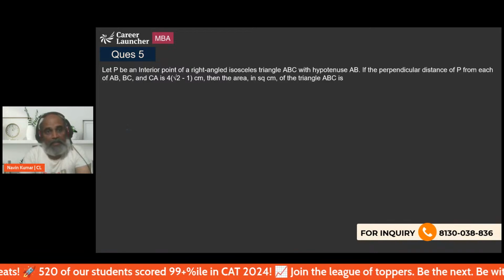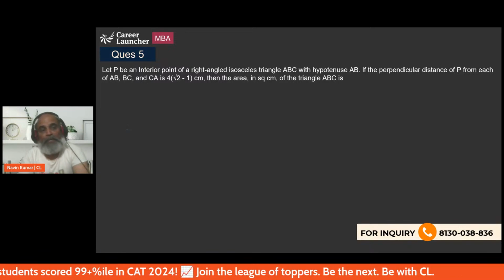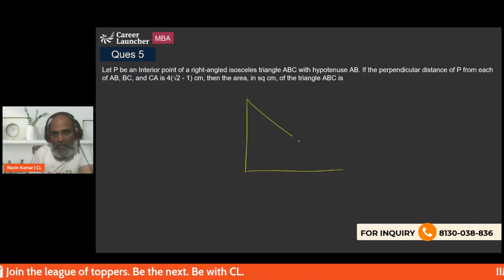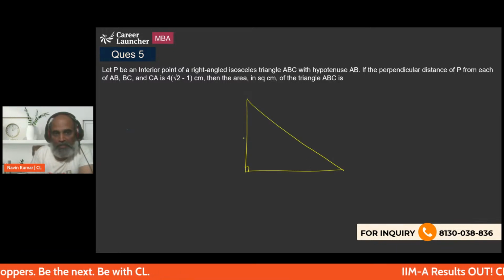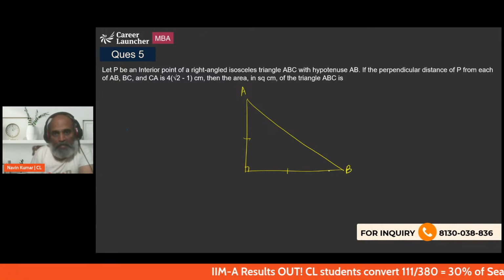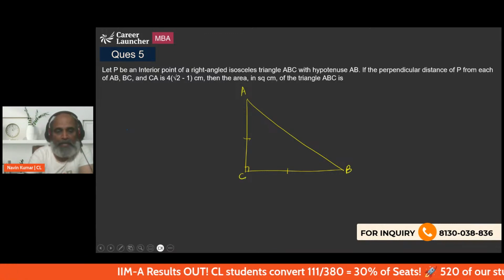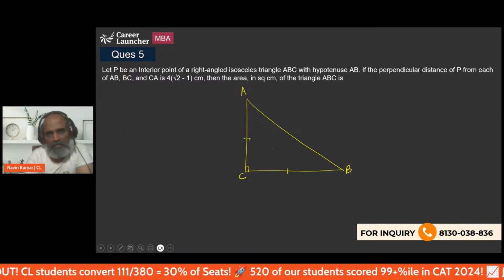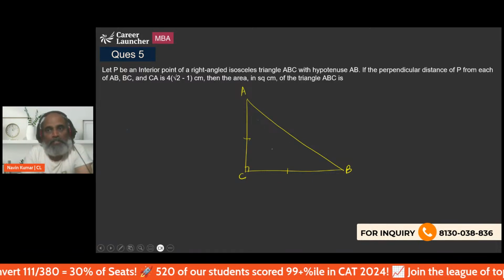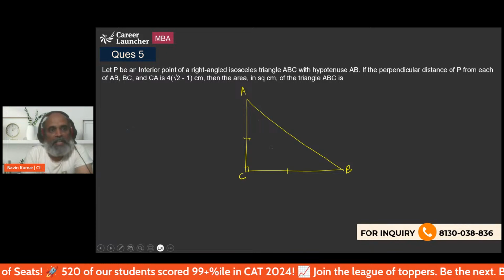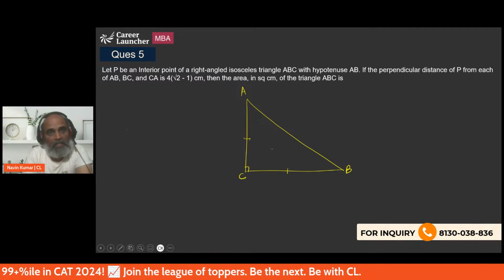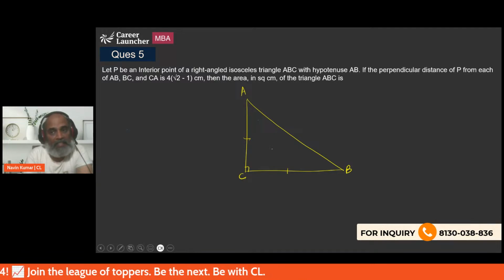Okay. Next one. Let P be an interior point in a right-angled isosceles triangle ABC. A right-angled isosceles triangle is one where the perpendicular sides are equal, the hypotenuse being AB. And P is any random point here. So it could be here, it could be here, it could be anywhere. If the perpendicular distance of P from each of AB, BC, and CA is 4 into root 2 minus 1, then the area of the triangle ABC is.